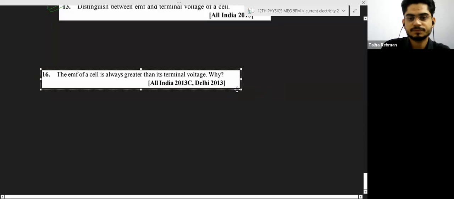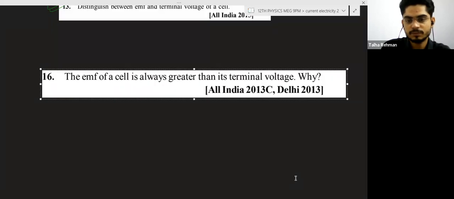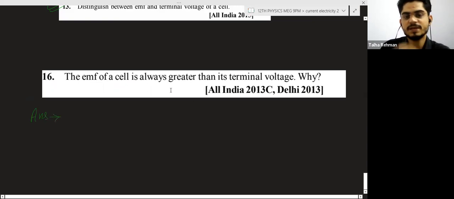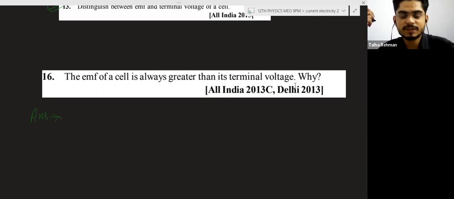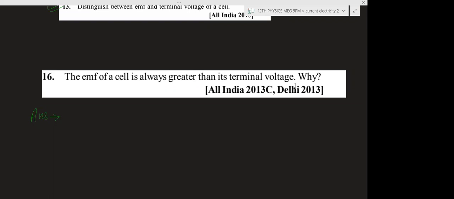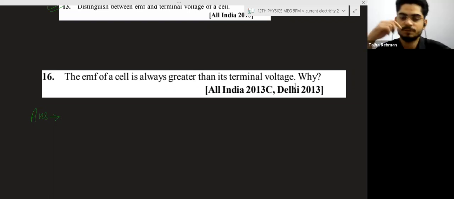They are asking, see the question first. Listen quite carefully. The EMF of a cell is always greater than its terminal voltage. Why or why not? So Hamza, can you tell me is this statement true or false? The EMF of a cell is always greater than its terminal voltage. Yes, sir, it's true. No, it is not true.